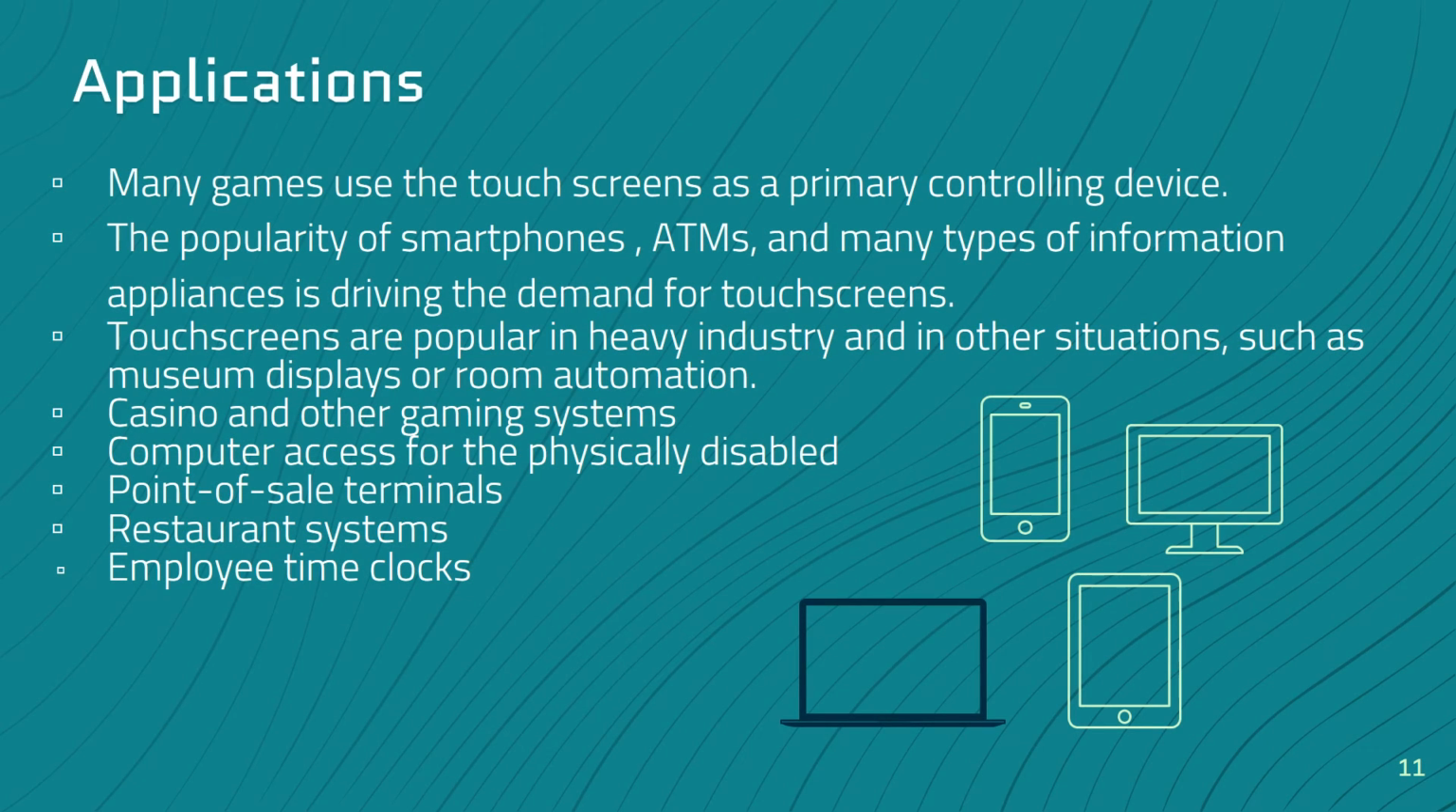And there are many applications for the touchscreen. Many games use touchscreens as a primary controlling device. The popularity of smartphones, ATMs, and many types of information appliances is driving the demand for touchscreens. Touchscreens are popular in heavy industry and in other situations such as museum displays or room automation. Casino and other gaming systems also use the touchscreen. Computer access for the physically disabled also uses the touchscreen. Point of sale terminals, restaurant systems, employee time clocks, and many other uses employ this touchscreen facility.